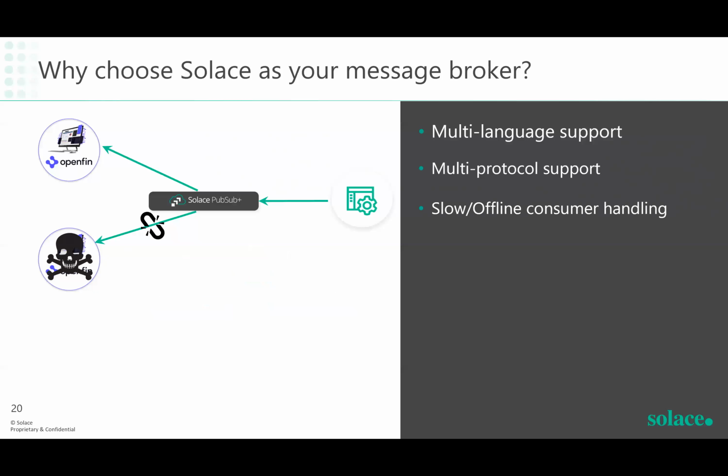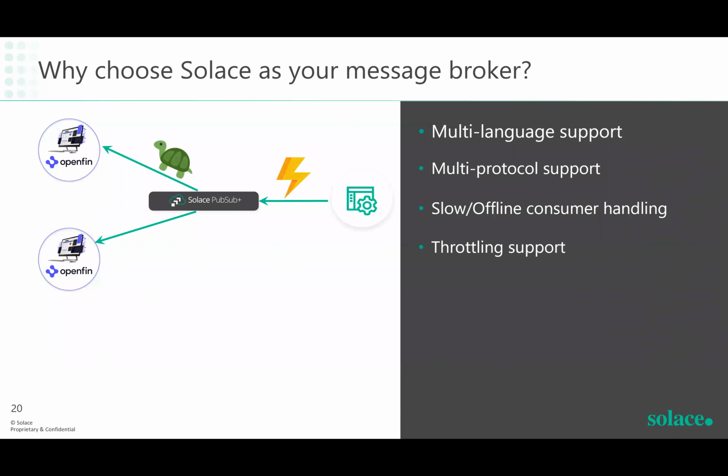Another very important feature for a message broker, especially in the capital markets environment, is slow and offline consumer handling. What happens when the link between your OpenFin desktop and the Solace PubSub+ broker becomes slow, or if it goes offline because there's a cut in the network cable? Or what happens if your computer crashes because it loses power? Well, you want to be sure that you deliver messages to your healthy OpenFin clients without any degradation in performance or in SLA, and we handle that.